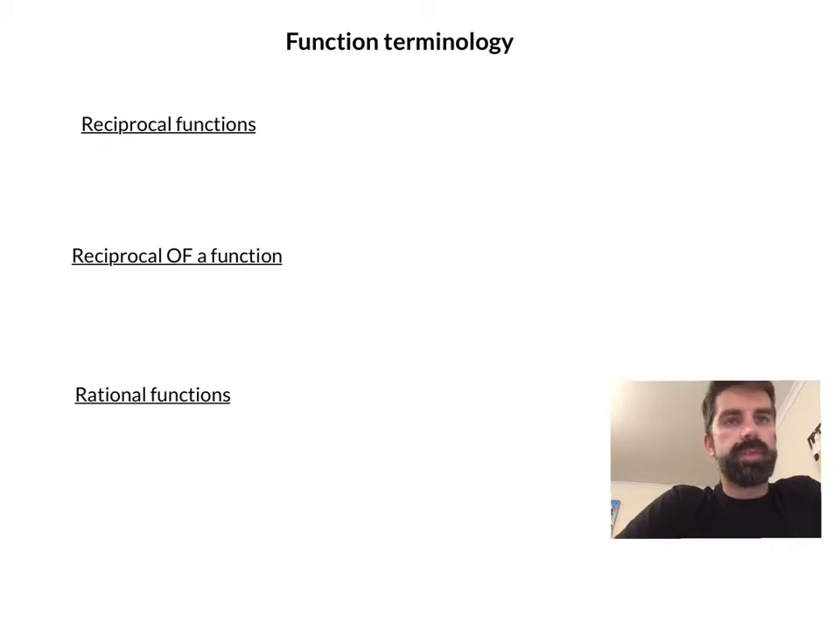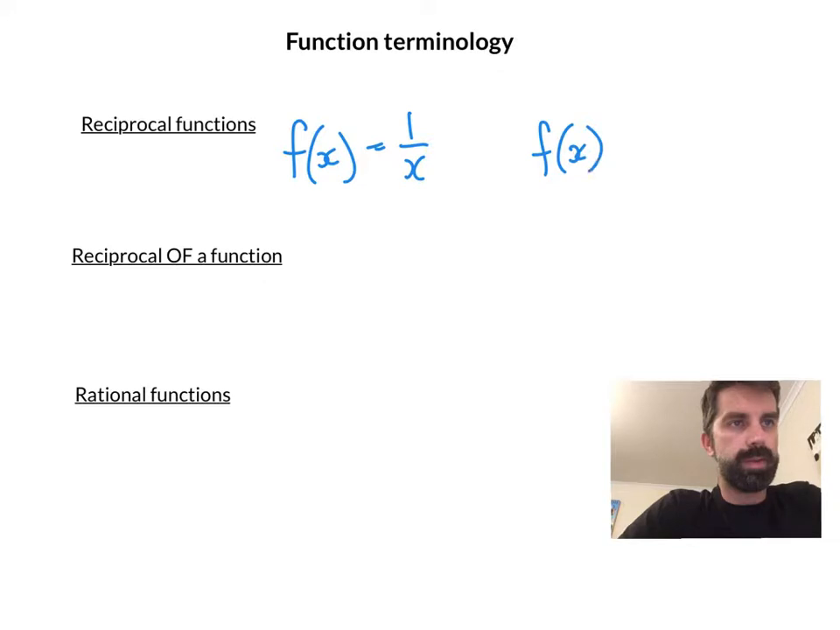So first of all, we're going to be looking at reciprocal functions. Now reciprocal functions are fairly simple. The simplest form of reciprocal function is where f of x looks like 1 over x. That's a very simple reciprocal function. A more complicated reciprocal function is where f of x equals k over x, where k is some sort of real number. So very simple reciprocal functions.